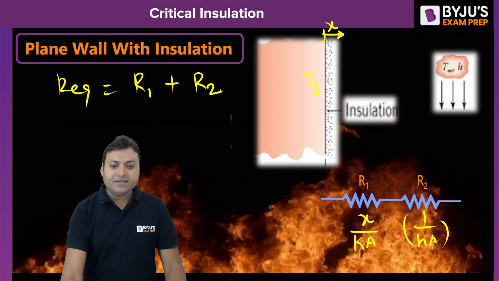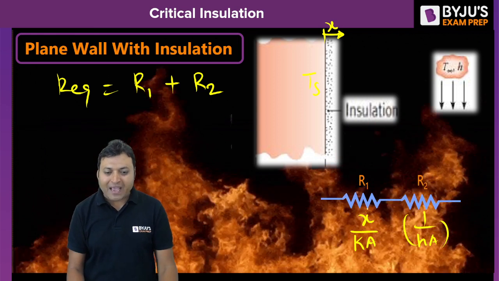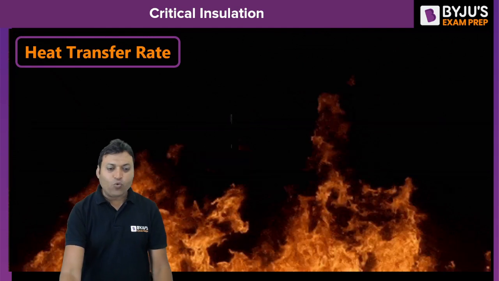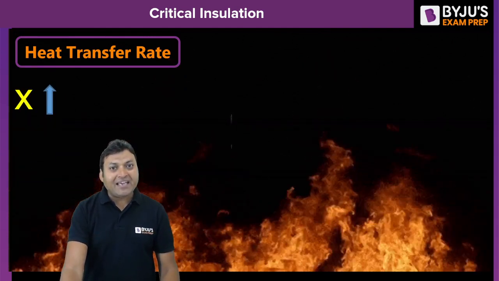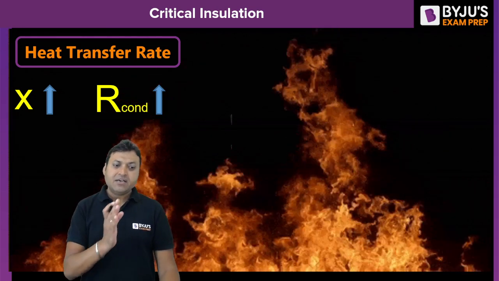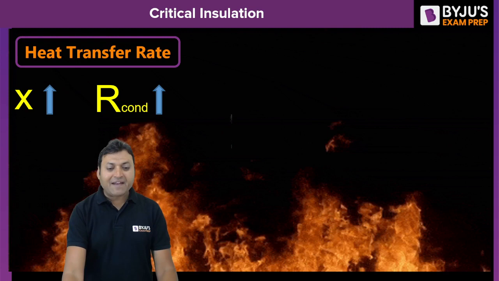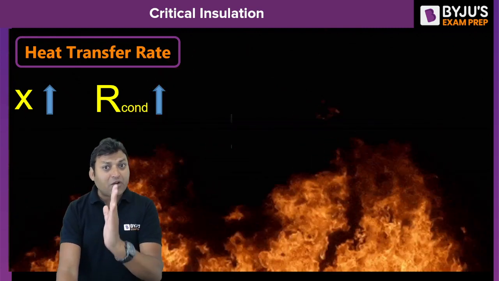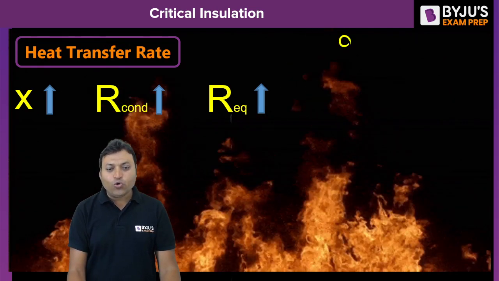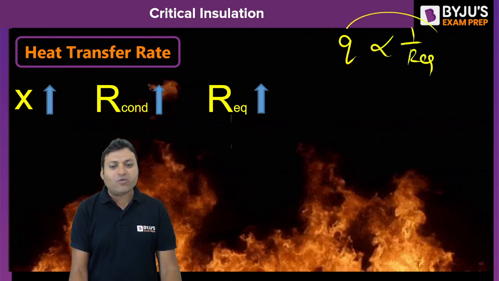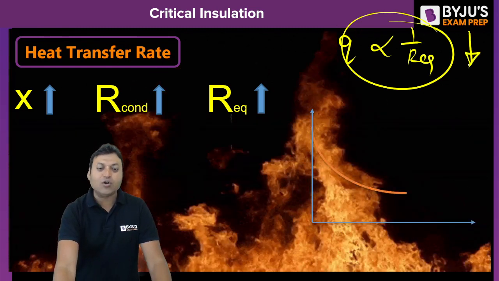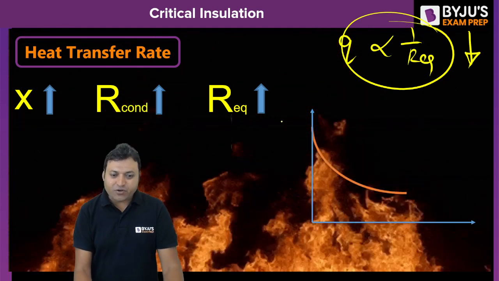So as you can see, if we increase the thickness of insulation X, then what will happen? There is an increase in the thermal resistance for conduction. There is no effect on convective thermal resistance. So the equivalent thermal resistance will increase, and Q is inversely proportional to equivalent thermal resistance. So by increasing the equivalent thermal resistance, there is always a decrease in the rate of heat transfer.